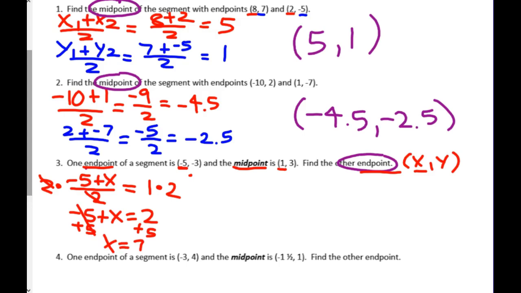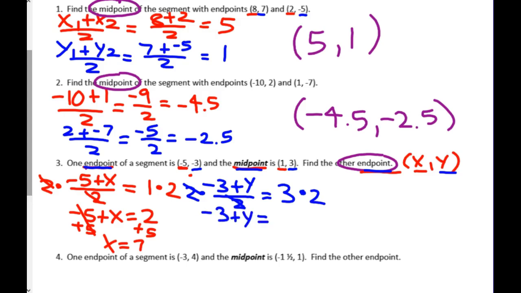That's just the x. Let's try it with the y, right? What's the y value of this endpoint? Negative 3. Plus, what's the other endpoint's y value? Y divided by 2 equals the midpoint y value, 3. Then, solve it the same way. Multiply by 2 on both sides. So, times 2 cancels it out. Times 2. We're going to bring down negative 3 plus y. And 3 times 2 is 6.